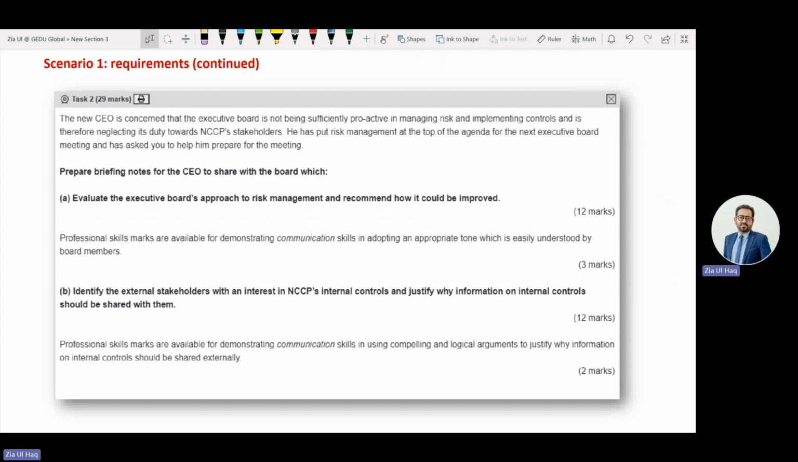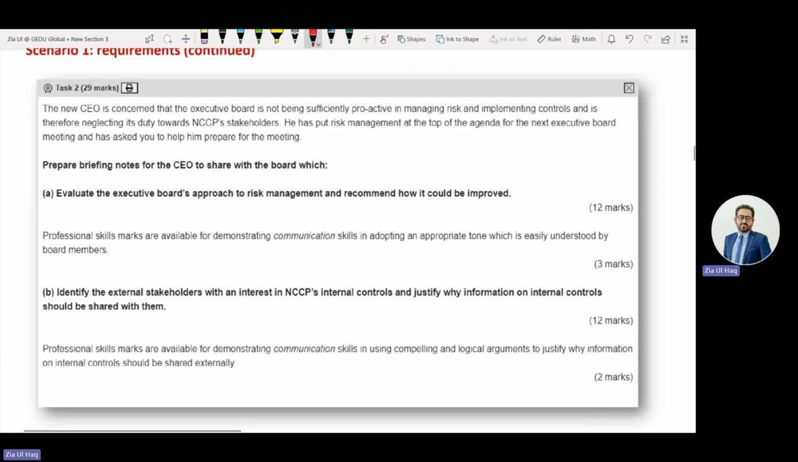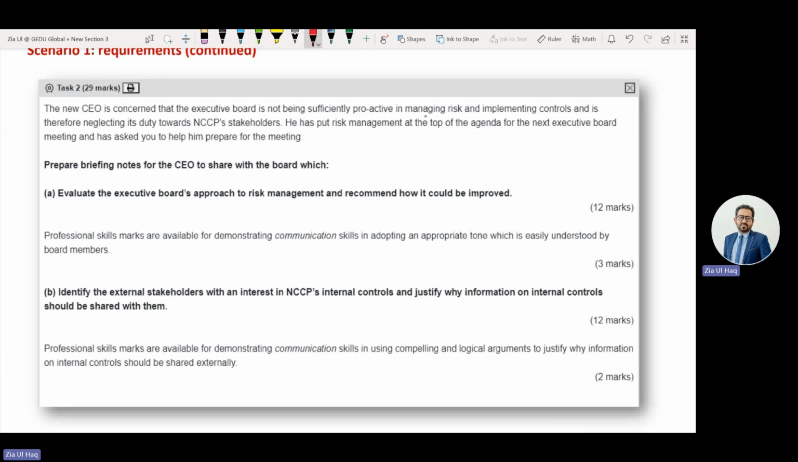The new CEO is concerned that the executive board is not being sufficiently proactive in managing risk and implementing controls, and is therefore neglecting its duty towards NCCP's stakeholders. He is saying the board is not managing risk on a proactive basis. If they are not managing risk, they will not be able to keep the stakeholders happy. He has put risk management at the top of the agenda for the next executive board meeting, and has asked you to help him prepare for the meeting.